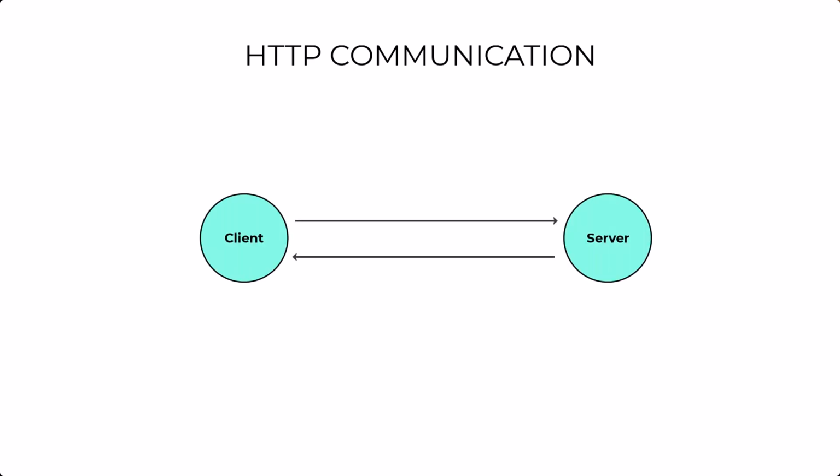In HTTP communication, there are two main participants, a client and a server. These two are directly connected. When the client needs information, it sends a request to the server, which replies with a corresponding response. This exchange happens synchronously, meaning the client waits for the server's reply before proceeding.